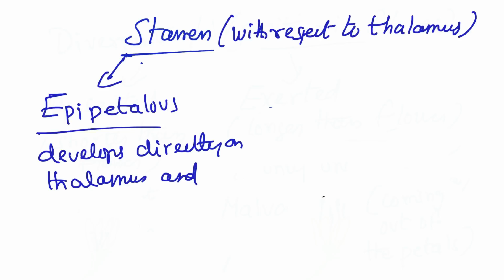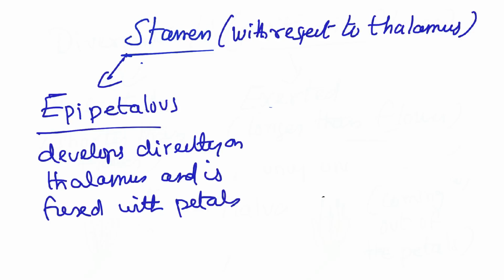So it's a very interesting development where the stamens are borne in such a manner that you can't differentiate between the thalamus and the stamen. That's the point. So it develops directly on the thalamus and is fused with the petals. Very famous examples are Solanum and Petunia.